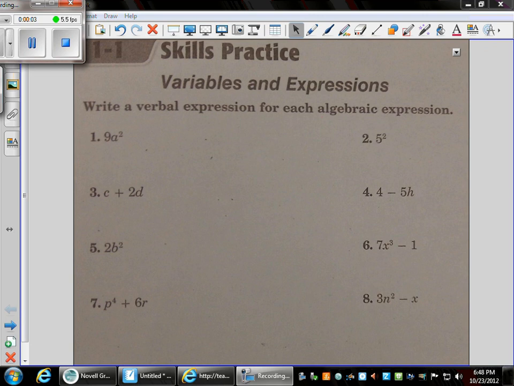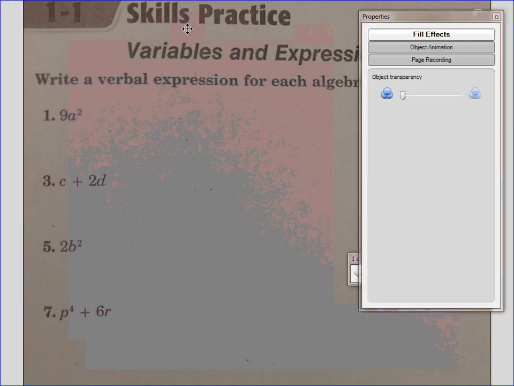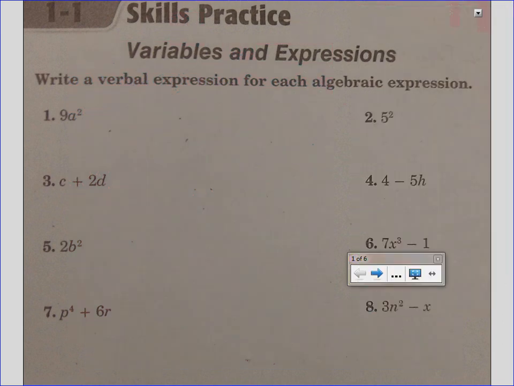This is the video for section 1.1, skills and practice. So the first part asks us to write a verbal expression for each algebraic expression. So we're going to go into English from a math expression.